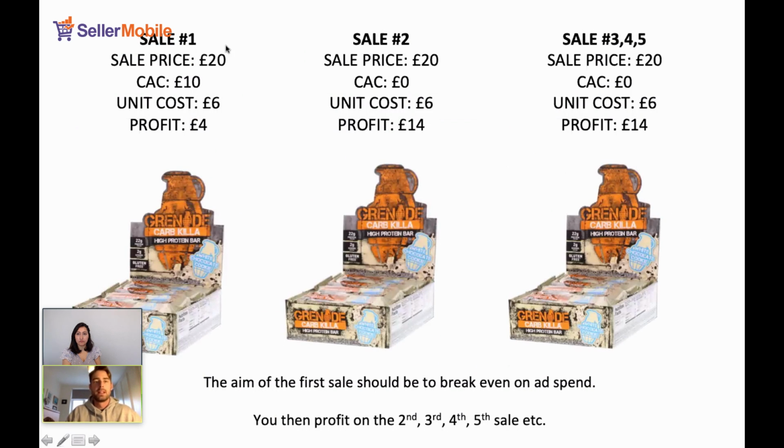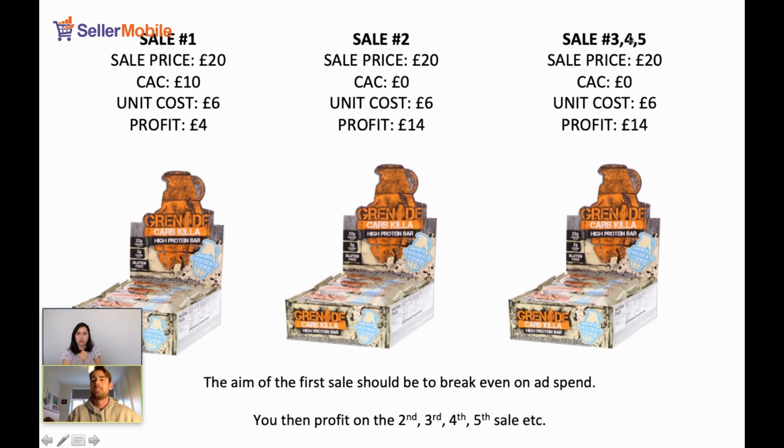So it'll look something like this. Sale number one, sale price is £20. Customer acquisition cost will be £10. Unit cost £6, and their profit will probably only be £4. Yet, let's say this consumer, after making that purchase, really likes these products. They're then going to come back and make a second purchase. Yet this time, you don't have that customer acquisition cost anymore. You don't have that £10 cost. Therefore, that gets added to your profit, so your profit is significantly higher than sale one.